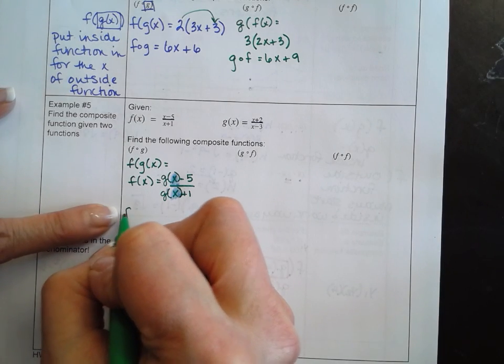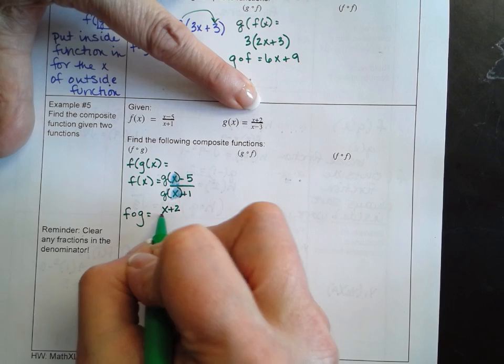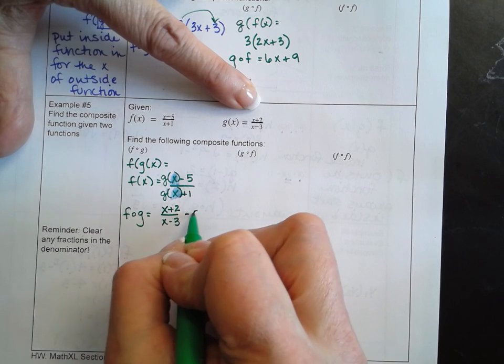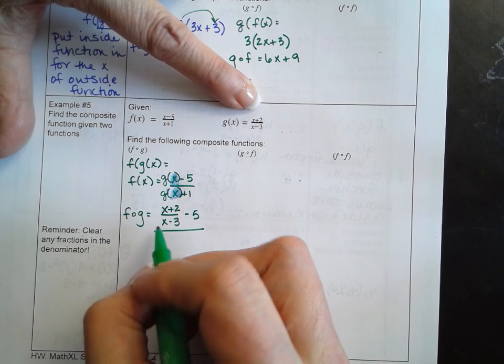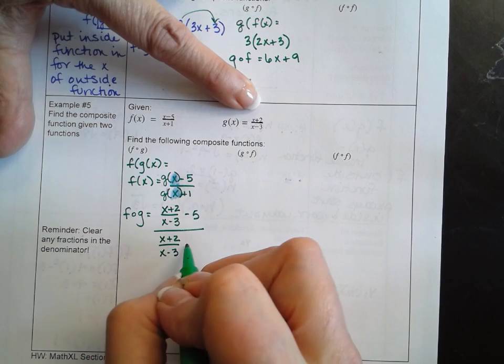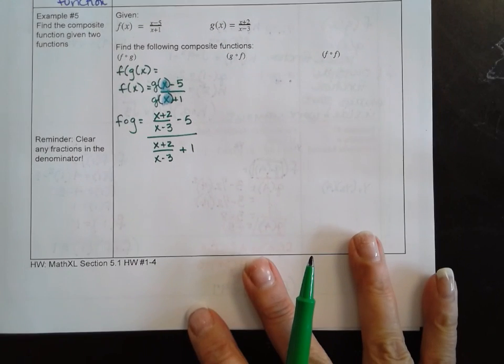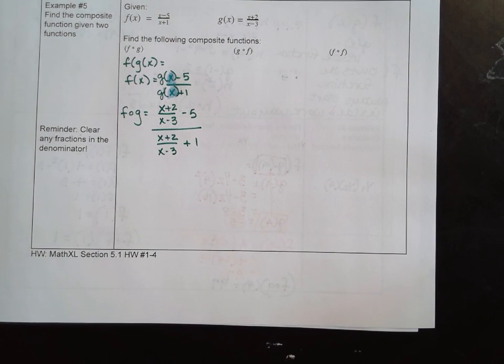So, that means I would have X plus 2 over X minus 3, minus 5, and then X plus 2 over X minus 3, plus 1. You can say "F of G" instead of F composed of G. Let's just say "fog" it. Okay? Are we good on that so far?